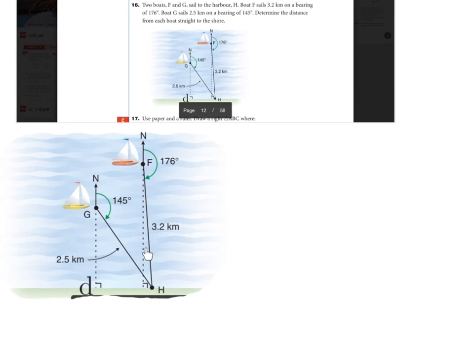We know this side. Let's just focus on the left triangle, GDH. We know this side right here is 2.5. Well, this angle here is 145 degrees. So this angle here must be 180 minus 145 degrees, because we have a straight line here. 180 minus 145 looks like 35 degrees. And so we just have a triangle here.